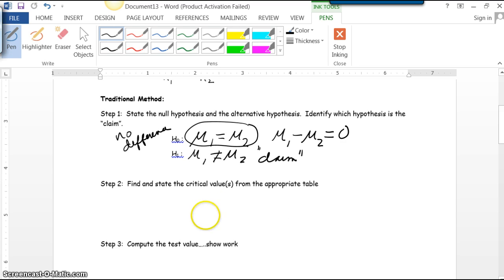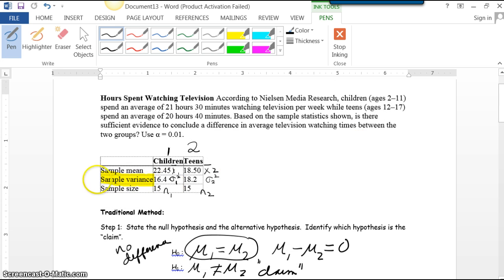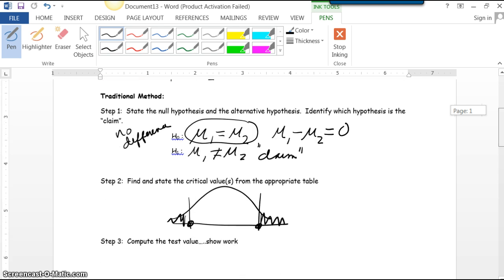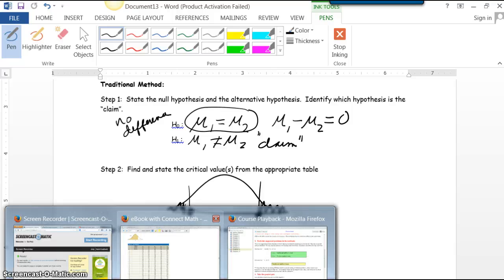This is a two-tailed test, and we will be using the t-table for this. The reason that we're using the t-table to get the two critical values is because we only have a sample variance and a sample standard deviation. It goes back to this idea right here. If this was population, we'd be using the z-table, but since it's sample, we're using the t-table. I'm going to bring up the t-table so you can see it.